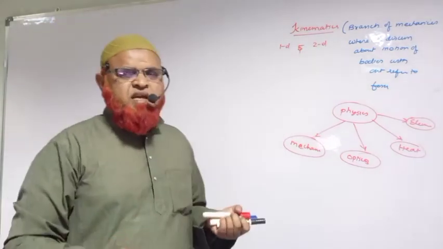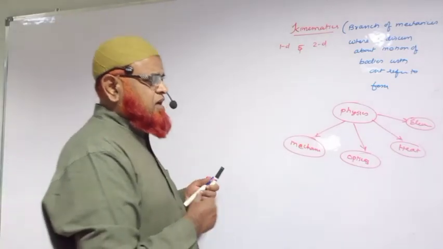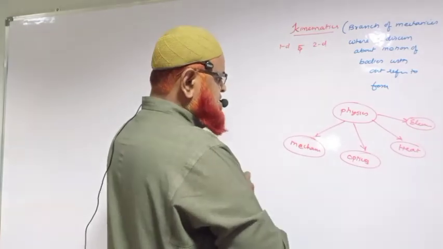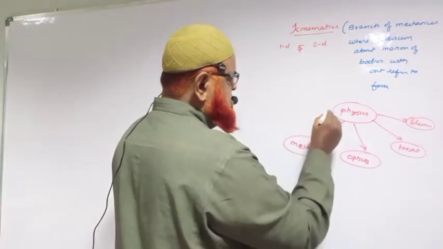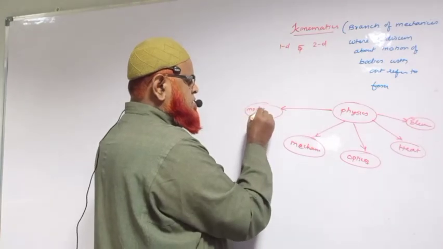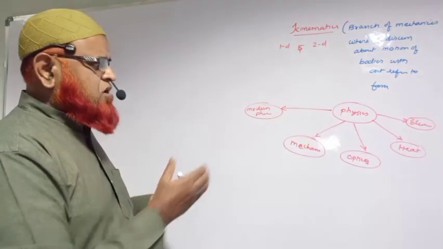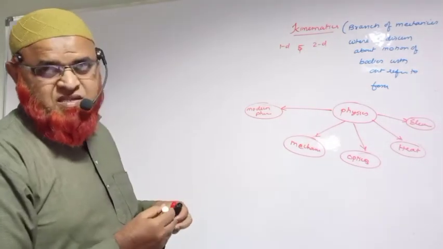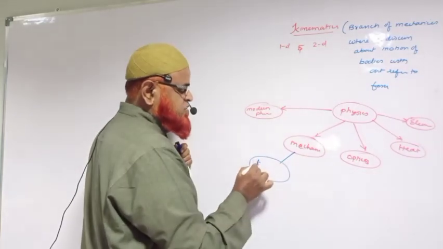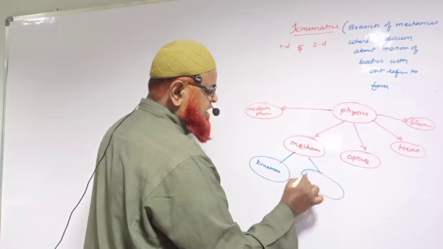Among these branches, again there are sub branches also. Along with electricity, there is one more branch called modern physics here. Okay, these are sub branches. And the branch called mechanics is again divided into two sub branches in which we shall discuss kinematics and we shall discuss dynamics also.